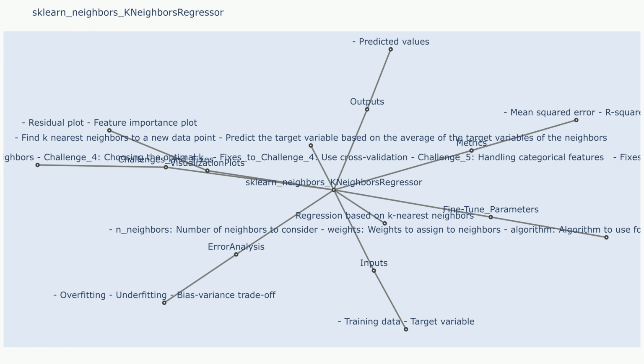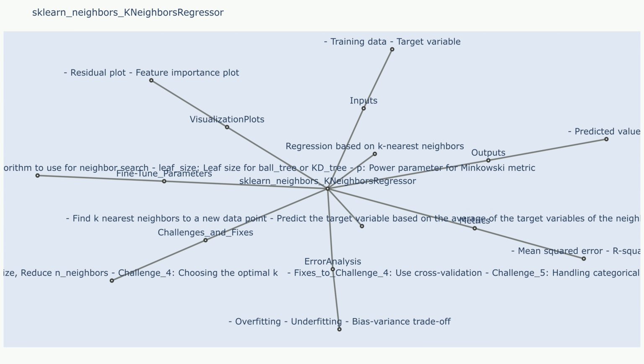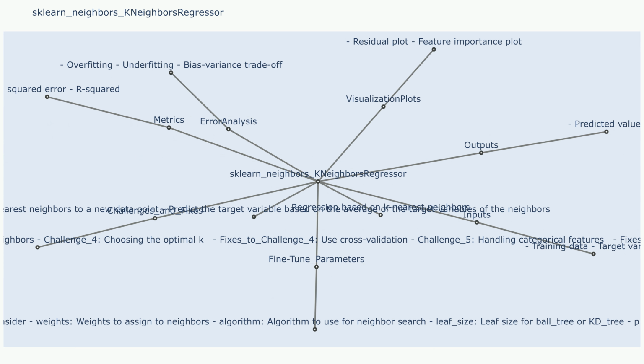Challenge 1: overfitting. The model can overfit to the training data, leading to poor performance on unseen data. Sample use case: using a small value for n_neighbors or a complex distance metric may cause overfitting. Fixes: increase n_neighbors to smooth out predictions. Use a simpler distance metric, such as Euclidean distance. Employ techniques like cross-validation to assess model performance on unseen data and avoid overfitting.